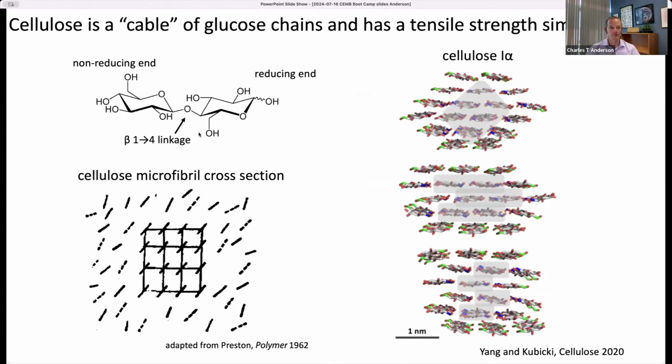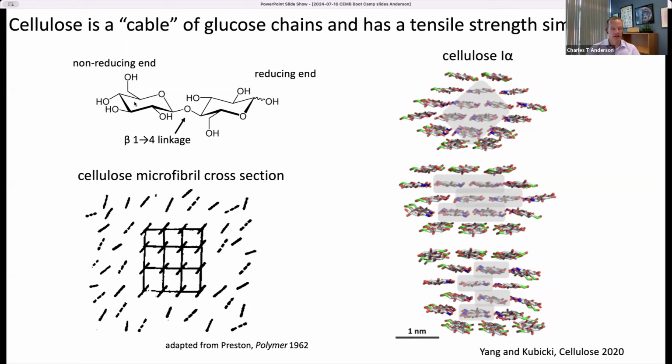Okay, so what is cellulose? Cellulose is a cable of glucose chains, which we call glucan chains, that have this beta-1,4 linkage. So if you remember back to OChem, some of you might have nightmares about OChem, but it's okay. We won't be testing you on OChem today. This beta-1,4 linkage is between the 1 carbon and the 4 carbon of sequential glucoses in the glucan chain of cellulose.